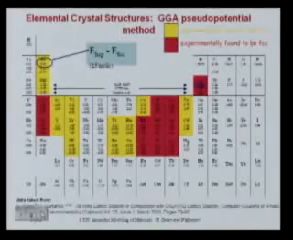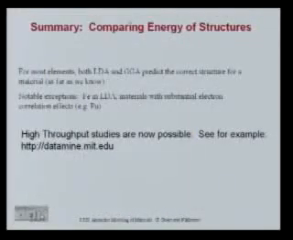Okay. So we get the structure of the elements essentially correct. There are notable exceptions. In LDA, iron is wrong. Iron is FCC in LDA, not BCC, but in GGA that's corrected.